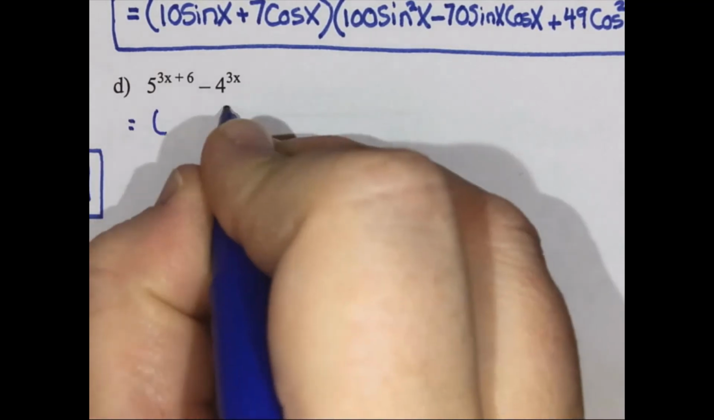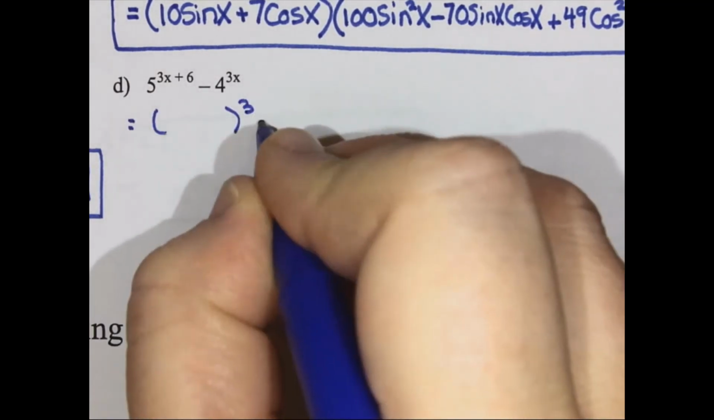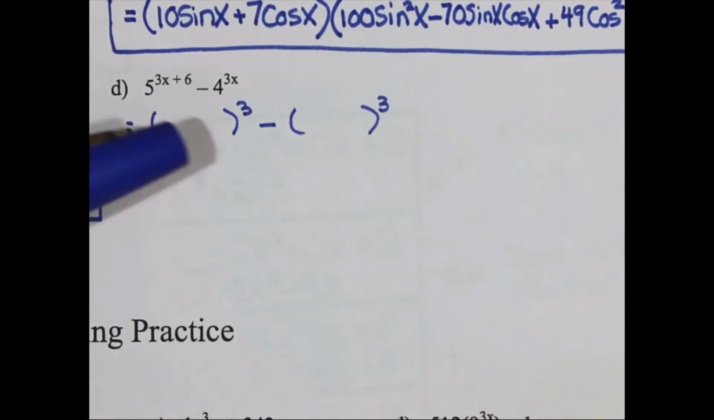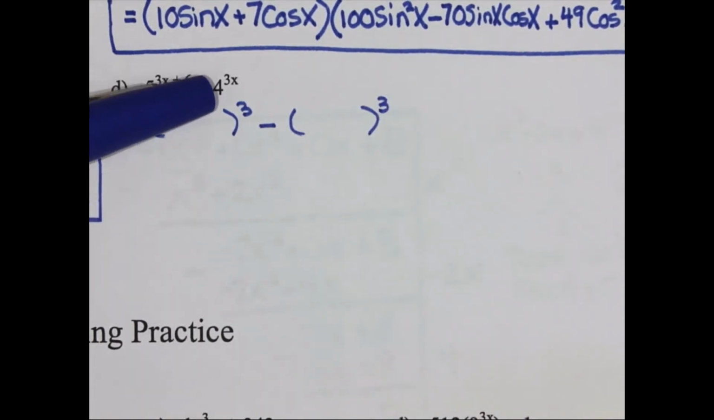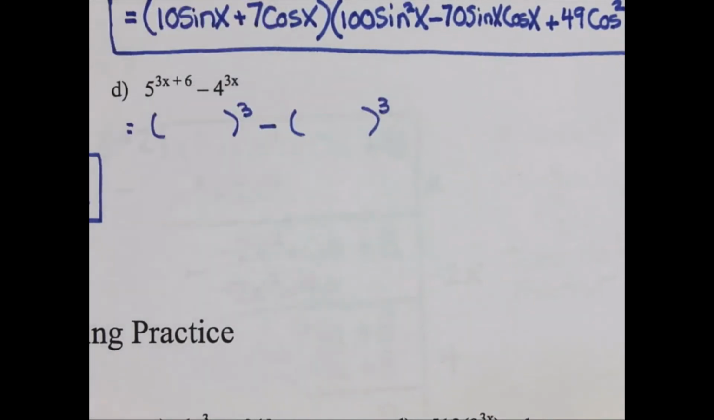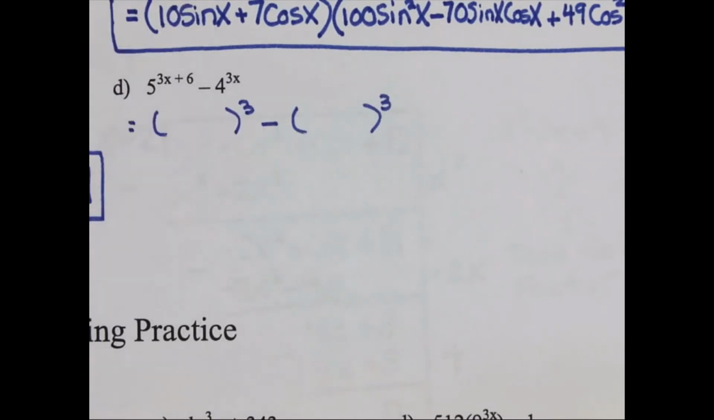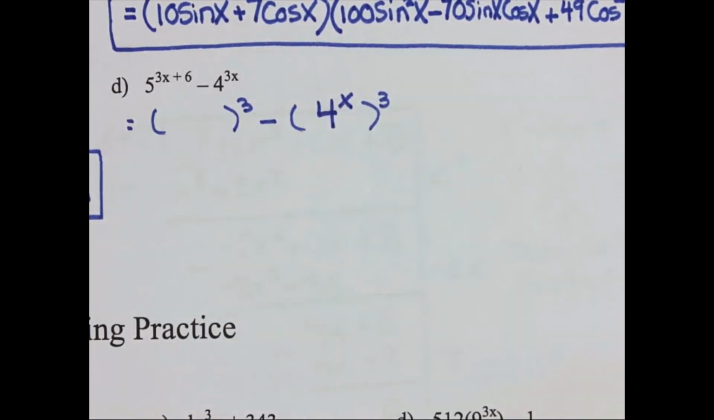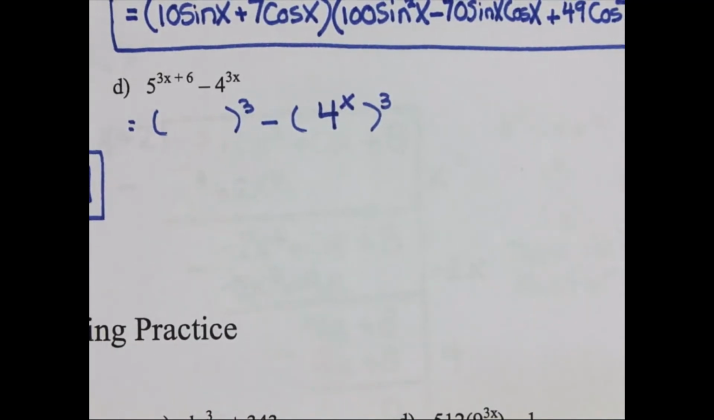So I want to try to take these and write this as something to the power of 3 minus something to the power of 3. Let's start with the 4x. 4 to the power of 3x. I want to write that as something to the power of 3. Well, when you have an exponent on an exponent, we multiply. So this would just be 4 to the power of x to the power of 3.